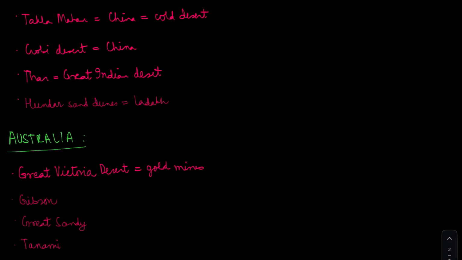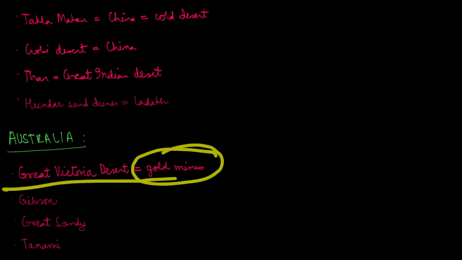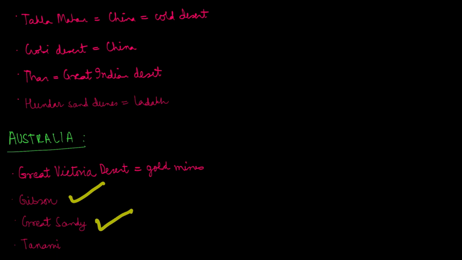Moving to Australia, Australia houses the Great Victoria Desert, which is known for gold mines. It also houses Gibson, Great Sandy, Tanami, and Simpson. Simpson are the cartoons you might have seen. There is an analogy that for most of the recent world events, people say the Simpsons already telecasted them in the 90s or something.